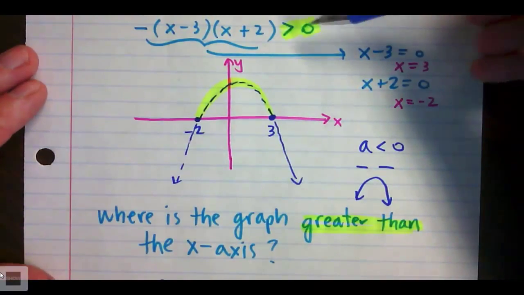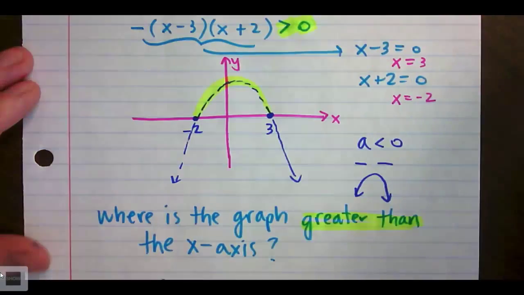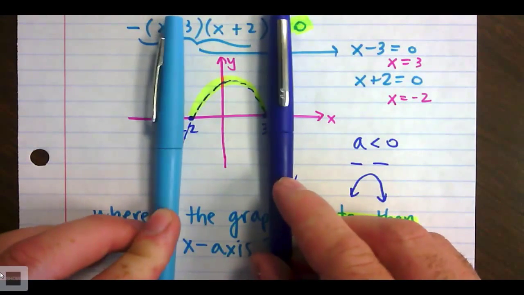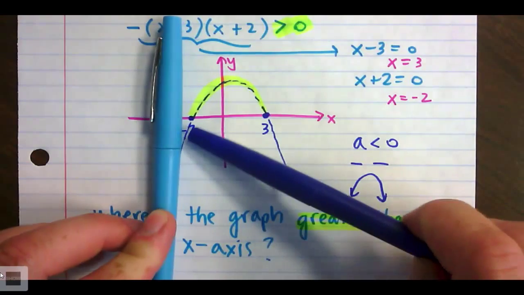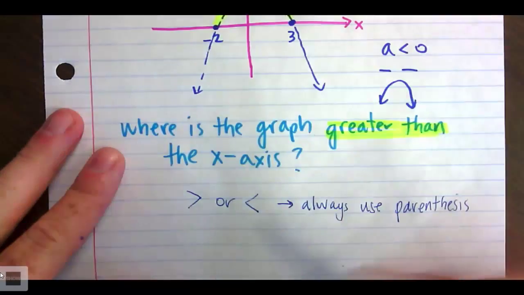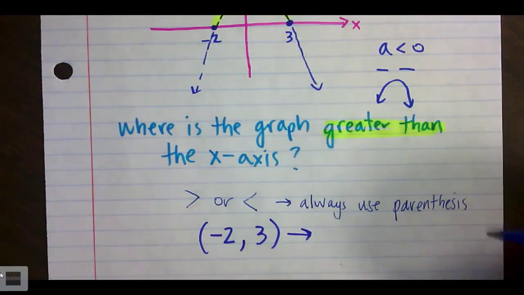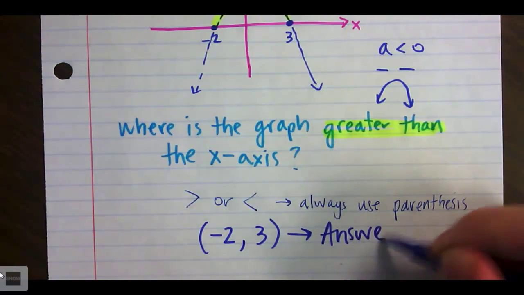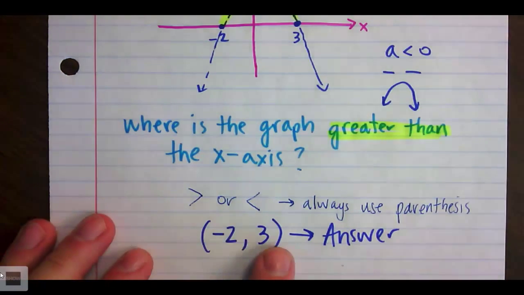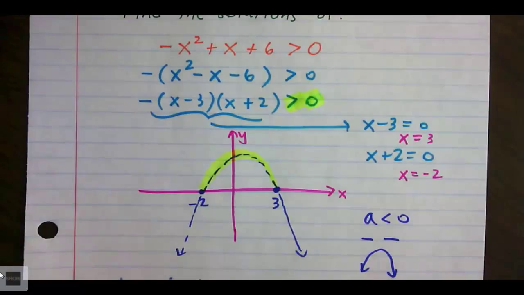So since my original problem had a greater than symbol, and I know that it's greater than in this part of the graph, if I look at it in terms of my graph, it is greater than the x-axis between negative 2 and 3. Anything between negative 2 and all the way to 3 is where my graph is greater than. So my final answer would be between negative 2 and 3. This is the final answer. Now, the way you're writing this does not mean an ordered pair. That just means between negative 2 and 3 is where the graph is greater than 0. All right, that is problem number 1.